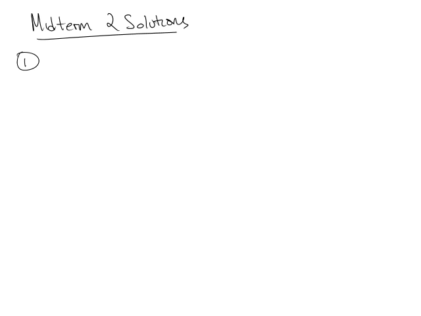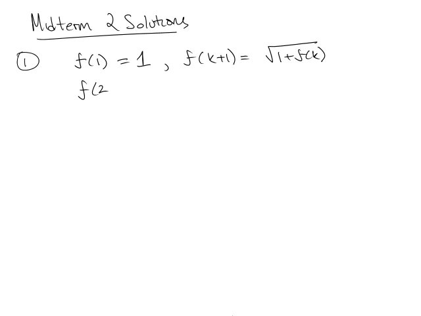So the first problem, there's a recursively defined function. It's defined for f of 1 as 1, and f of k plus 1 is defined in terms of f of k as the square root of 1 plus f of k. The goal is to show that f of n is irrational for all n greater than or equal to 2. So f of 2 in this case is just the square root of 1 plus 1, which is the square root of 2, which we know is irrational. The goal is to show that the rest of them are also irrational by induction.